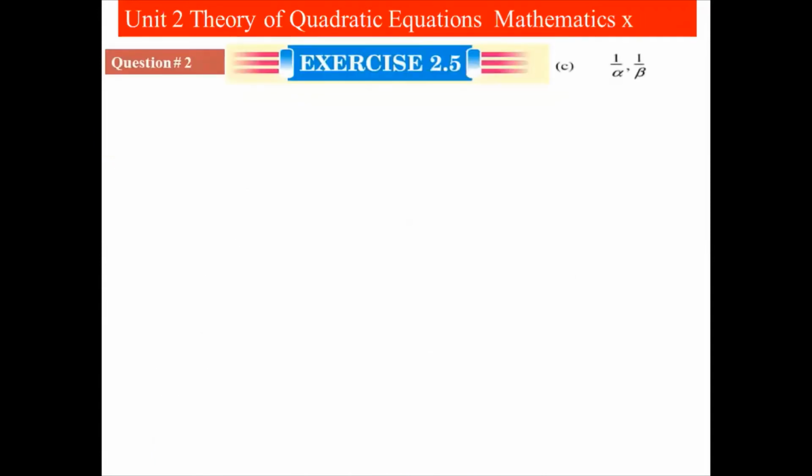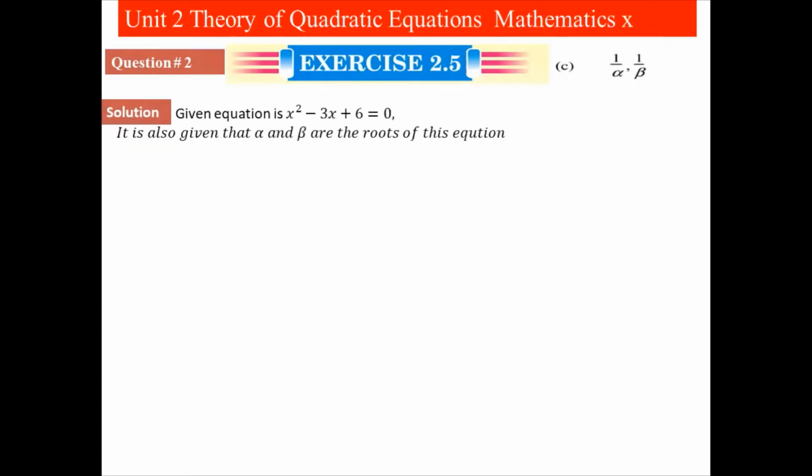Question number 2, part C. We have to find the quadratic equation whose roots are 1 by alpha comma 1 by beta. Solution: given equation is x square minus 3x plus 6 is equal to 0. It is also given that alpha beta are the roots of the quadratic equation. Here a is equal to 1, b is equal to minus 3, and c is equal to 6.